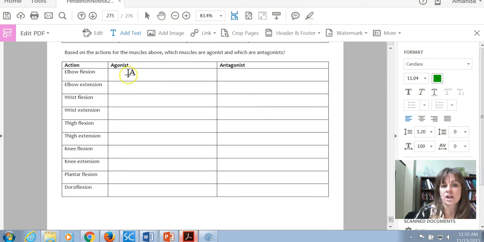And so see in each case if you can find the muscles that are responsible for doing these actions and also opposing those.